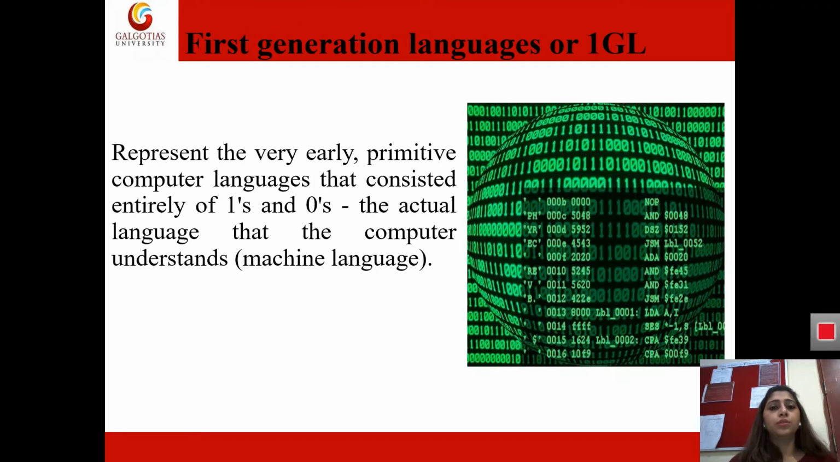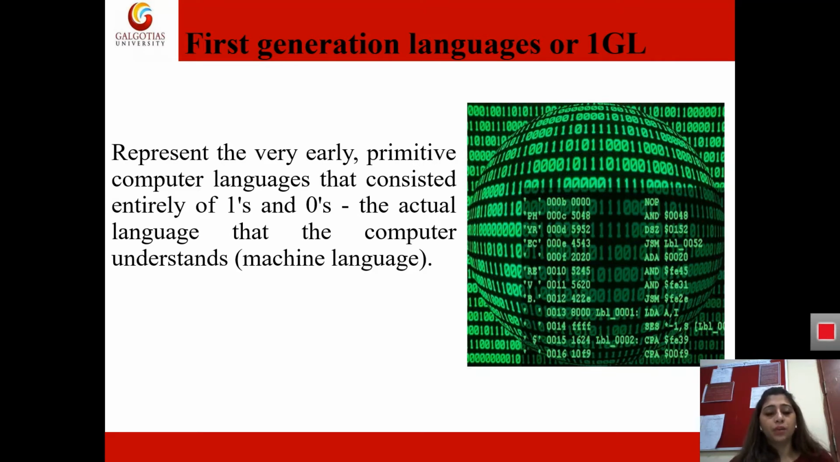In the first generation, 1GL, we are talking about low level language. It represents the very early or primitive computer languages. By primitive, we mean the ones used years and years ago when the computer was in an early stage of development. They consisted entirely of zeros and ones.